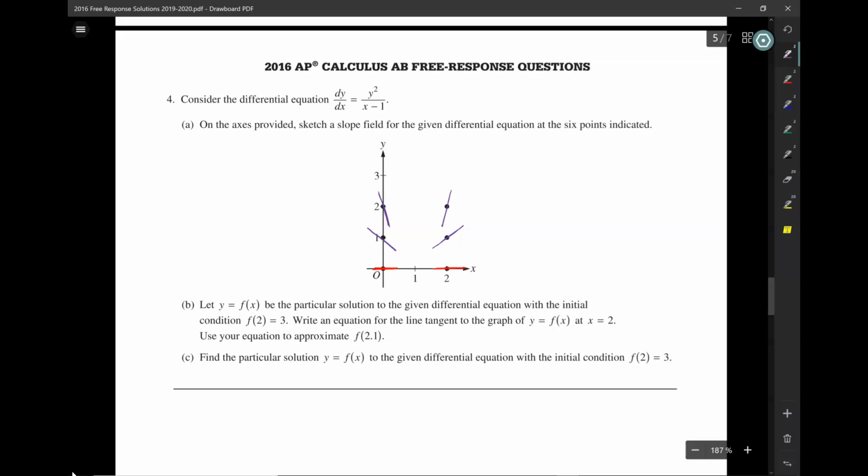Okay, so now here's what you get points for on this one. You get 1 point for the 0 slopes and 1 point for the non-zero slopes. So if you got these 2 right, that's a point. If you got those 4 right, it's a point. If you got 3 out of 4, it's not right. So that's what you need.